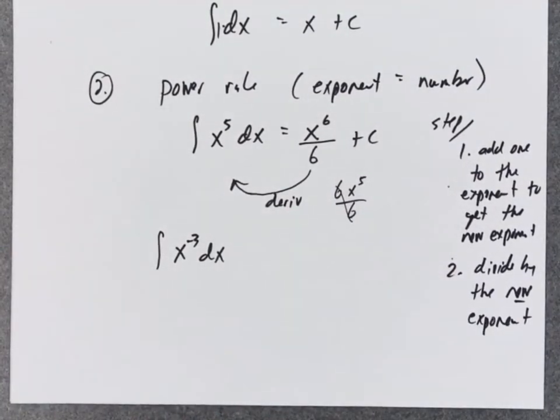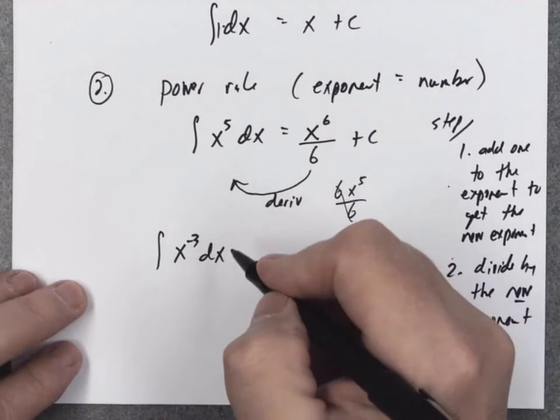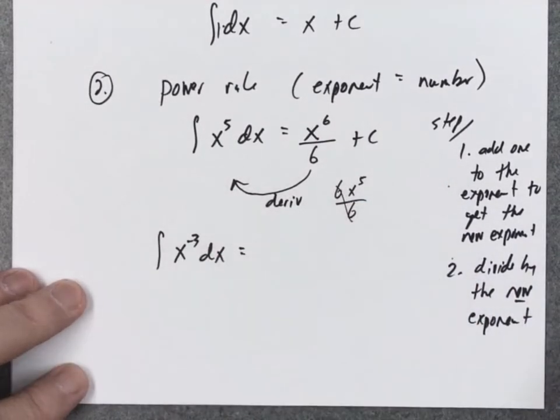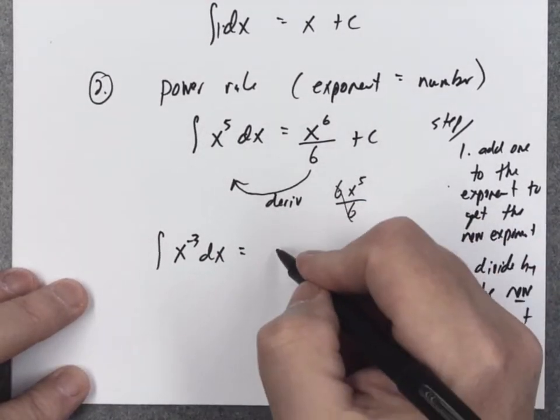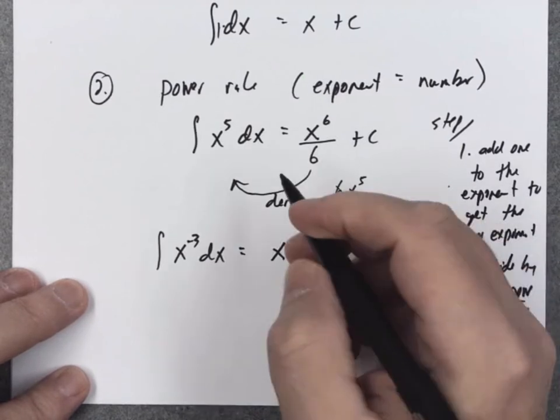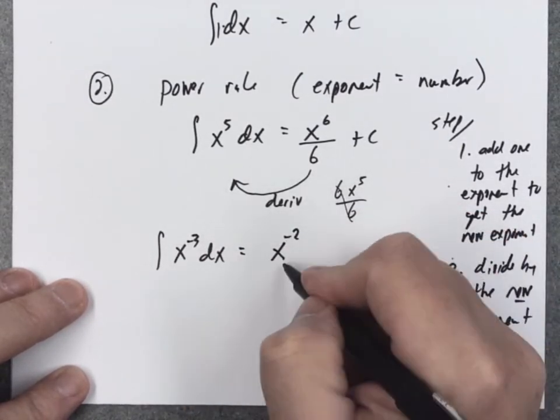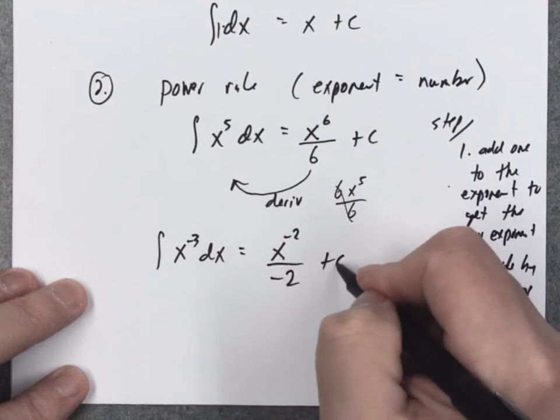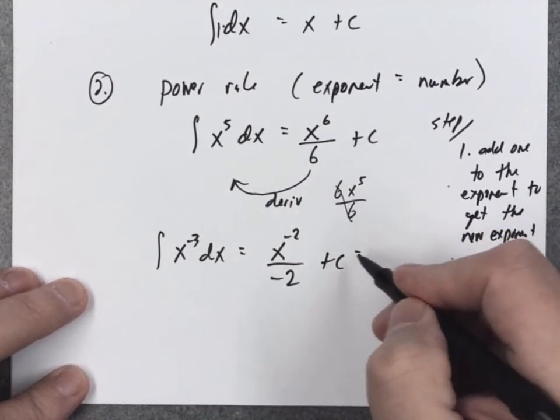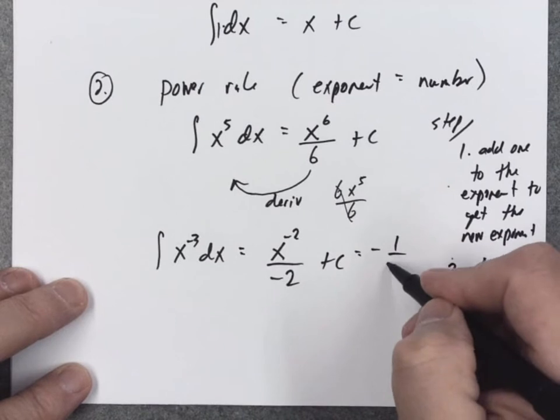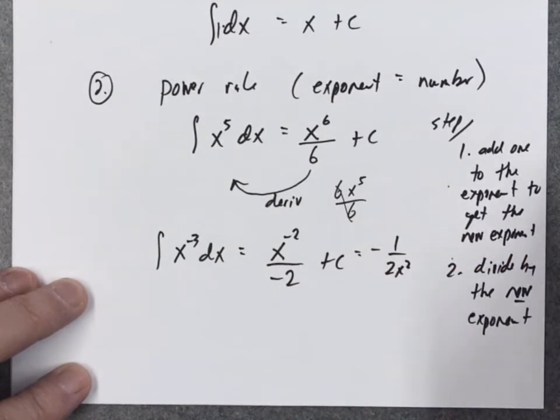How about the integral of x to the minus 3? Well, this is the power rule. The variable, add 1 to the exponent, you add 1 to minus 3, you get minus 2. Divide by the new exponent. I want to simplify it.